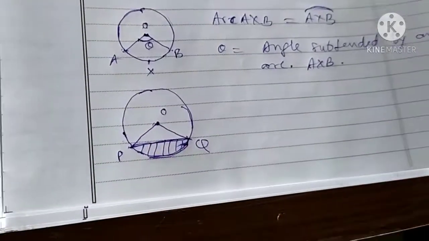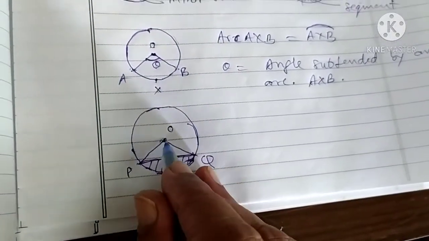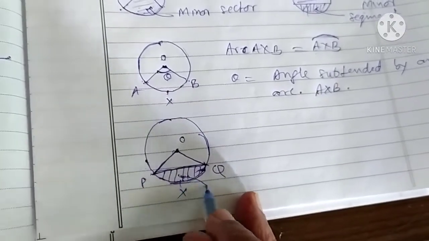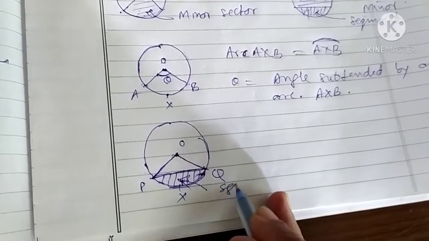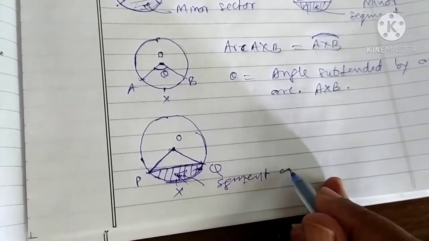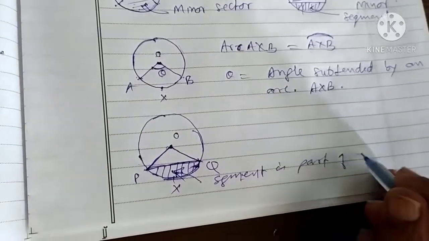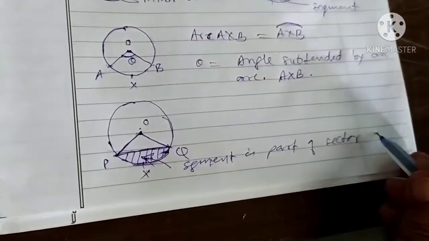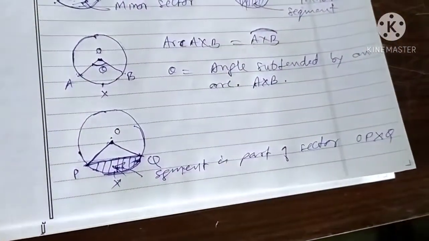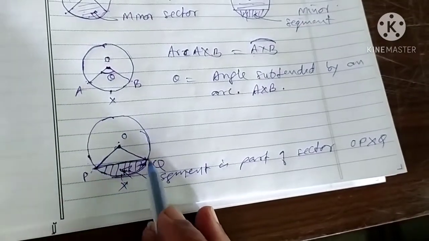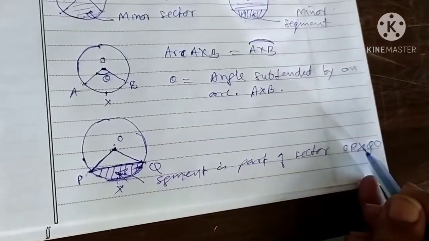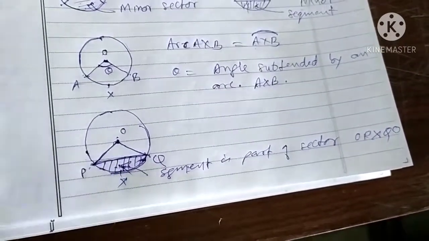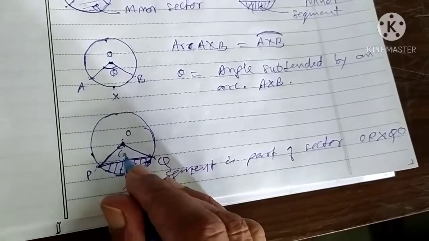Now look here, I am marking this. What is this? Segment. Now here the segment is part of this sector. This segment is part of a sector. Which sector? OPXQ. OPXQ. Okay, students, please. OPXQO, if I write the last O, OPXQO means the region OPXQO includes this segment. Got it? And this angle is theta.